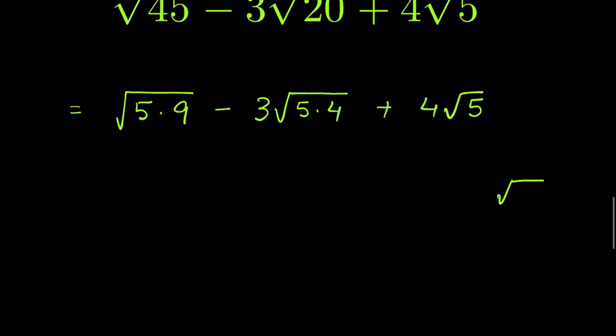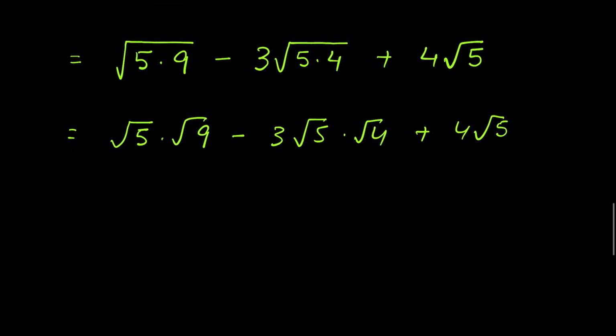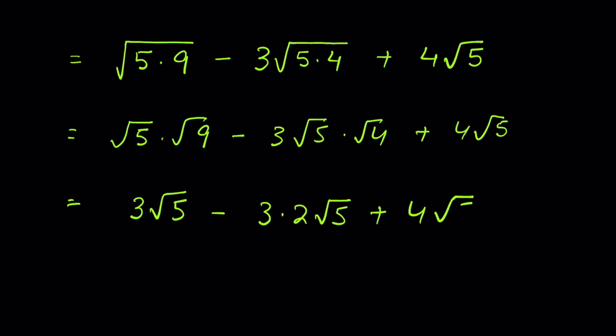Now when a times b is under nth root, then this is equal to nth root of a times nth root of b. So this we can write here as square root of 5 times square root of 9 minus 3 times square root of 5 times square root of 4 plus 4 times square root of 5. Square root of 9 is 3, so 3 times square root of 5 minus 3 times square root of 4, which is 2, then square root of 5 plus 4 times square root of 5.